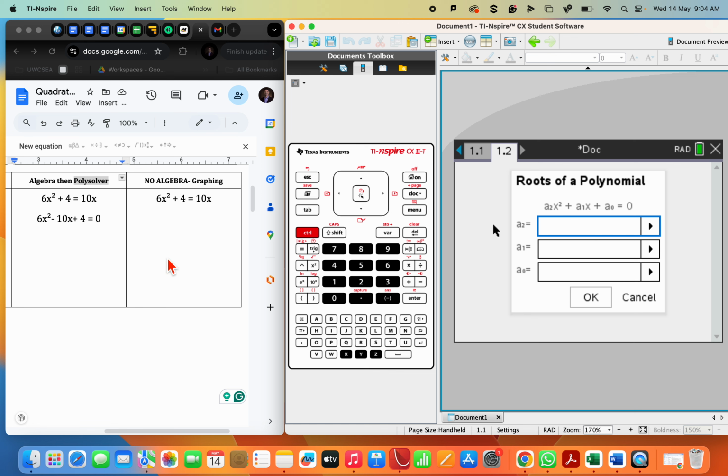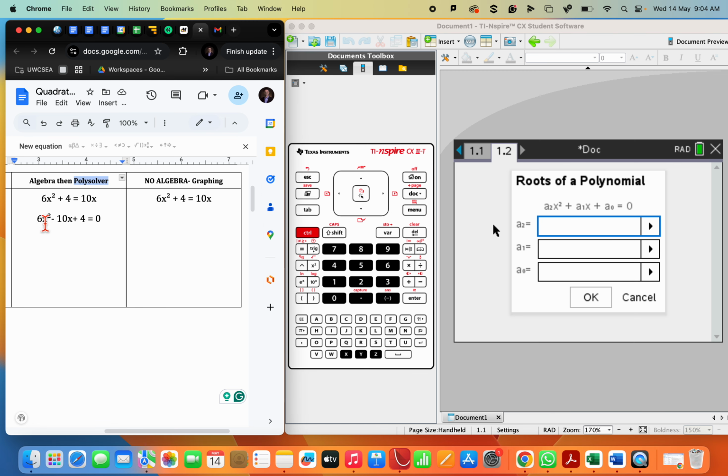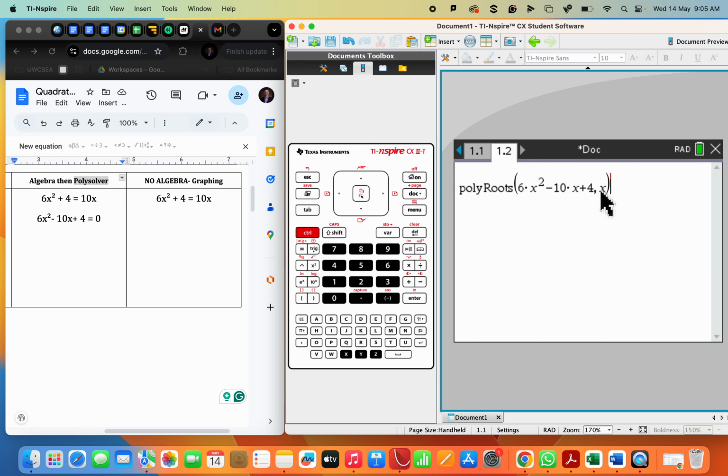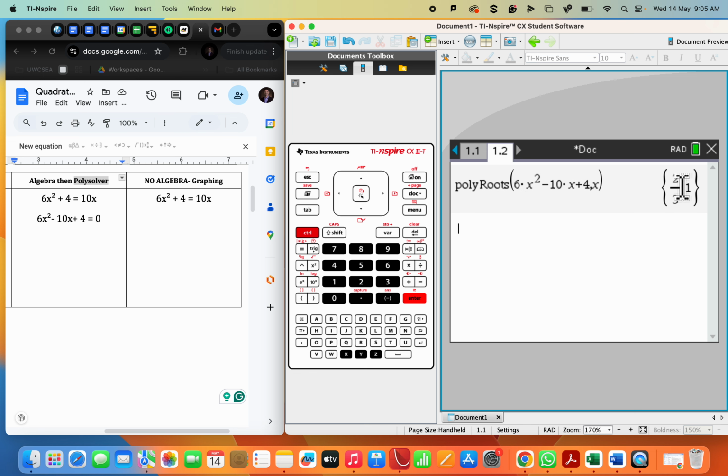So a of 2 is how many x squareds we have. And look, we have 6x squareds, so 6 goes here. A of 1 is how many x's we have. Important that we take the negative 10, and then we have a positive 4 at the end. Enter. Just have a quick check to see if it's the correct format: 6x squared minus 10x plus 4. Boom. Now these are the two answers: x equals 2/3 and x equals 1.